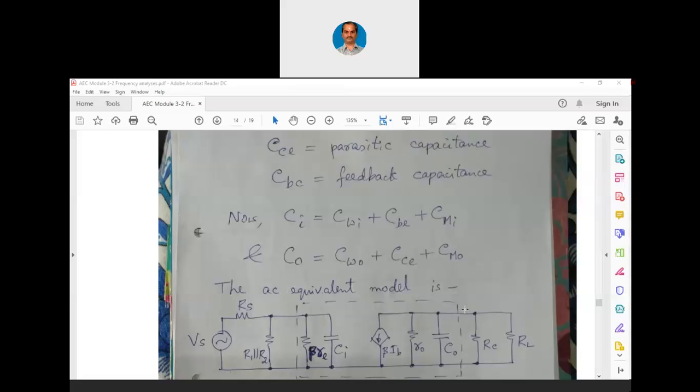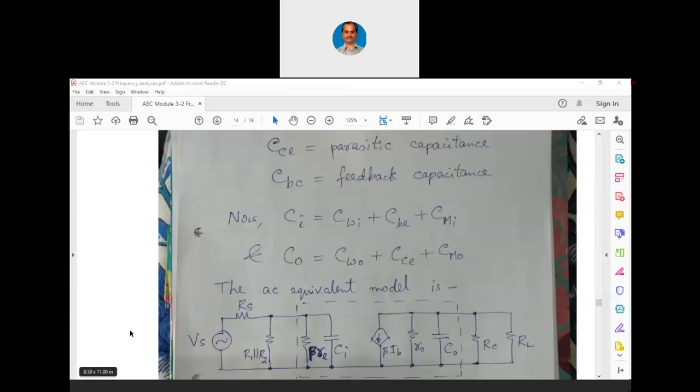Let me come back to the AC equivalent model, where again I will go through this once again so that later on we will have to solve these exercises. Now, Vs and Rs is already known. R1 parallel with R2 is already known. Beta Re is already known. Beta IB is already known. Small R0 is already known. RC is already known. RL is already known.